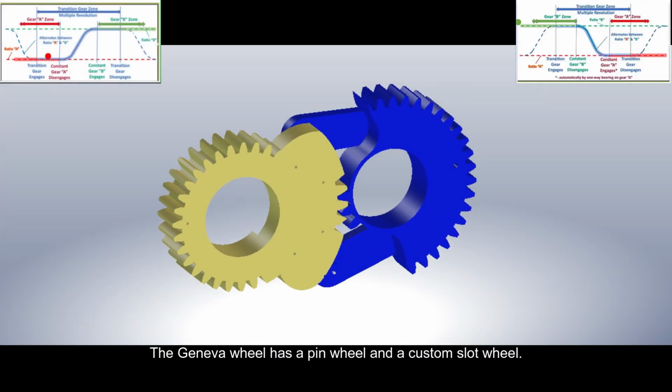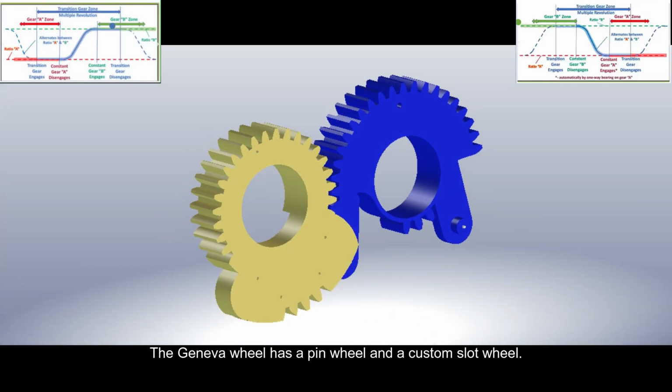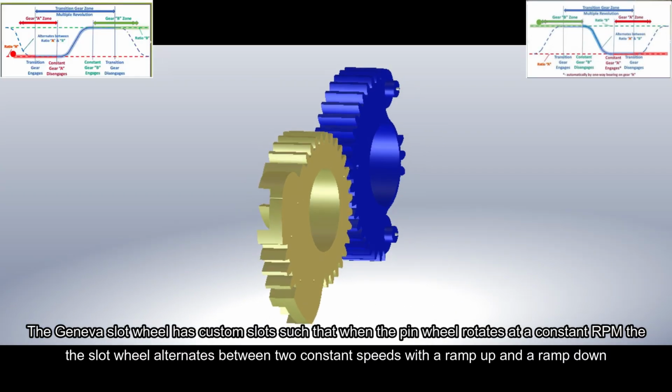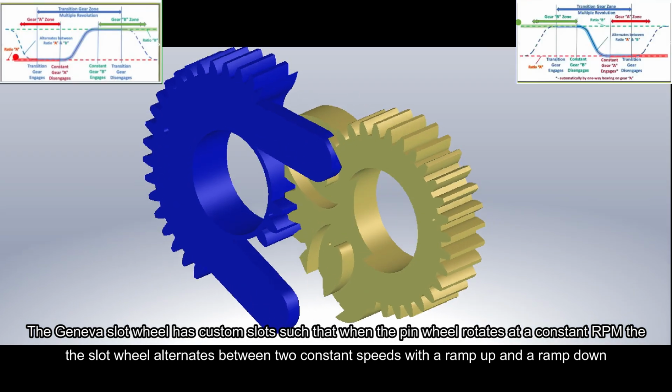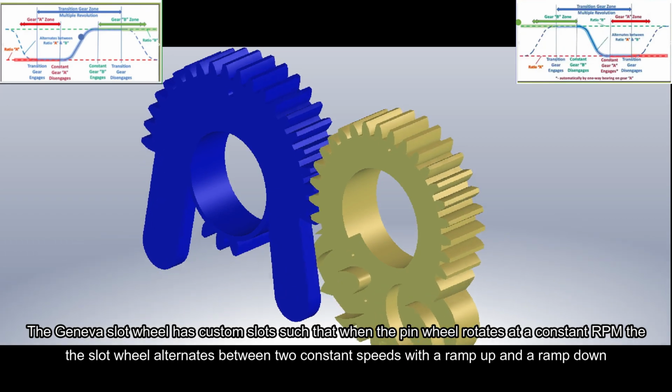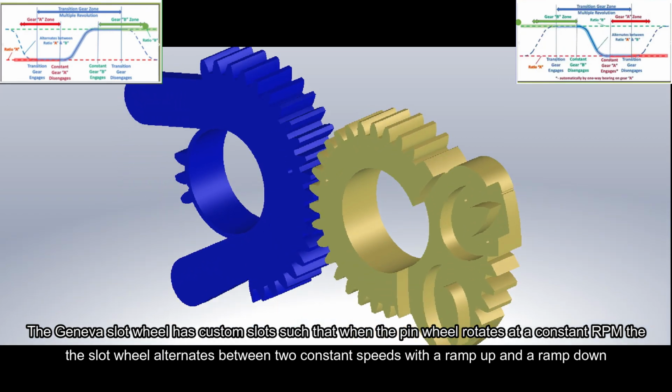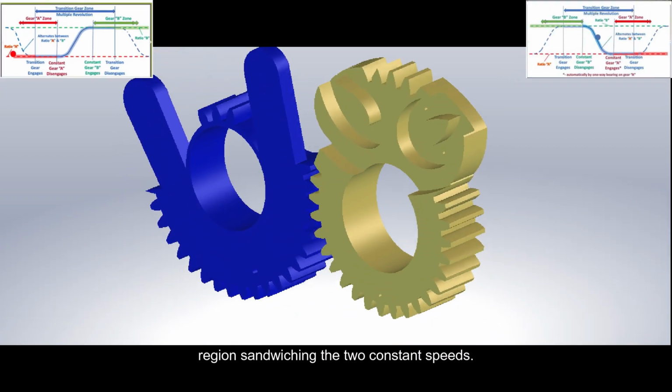The Geneva wheel has a pinwheel and a custom slot wheel. The Geneva slot wheel has custom slots such that when the pinwheel rotates at a constant RPM, the slot wheel alternates between two constant speeds with a ramp up and a ramp down region, sandwiching the two constant speeds.